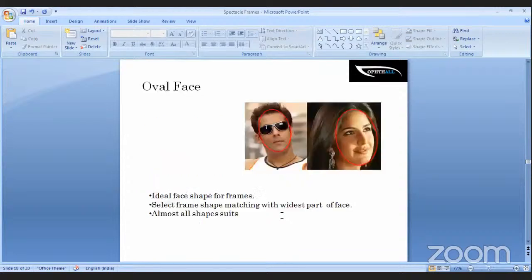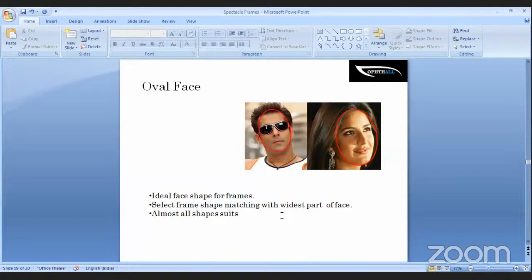Facial shape of the wearer is an important criterion for frame selection. There are different types of facial shapes we'll discuss now. Oval face, as you can see in this picture, is the most ideal shape for spectacle frame selection. Most frame shapes suit this face.